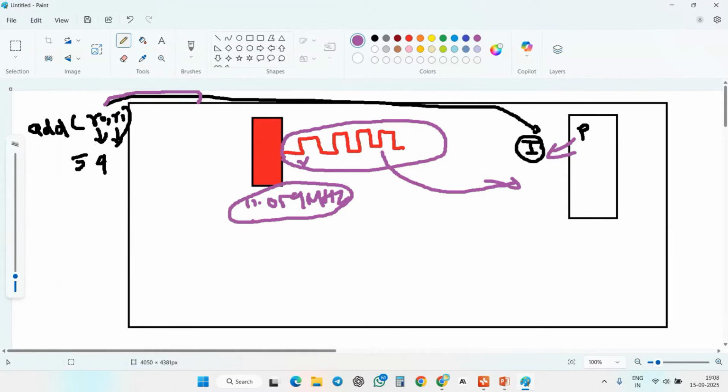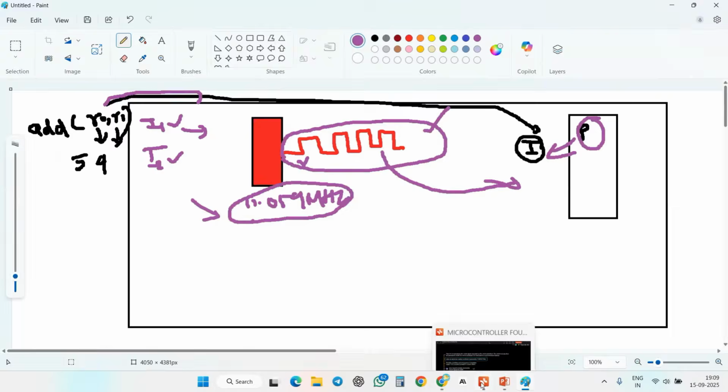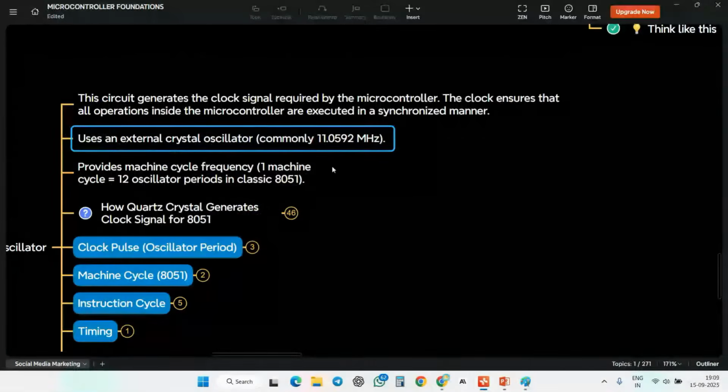So what is the purpose of the clock pulse, guys? However many instructions you give, every instruction requires clock pulses. How many clock pulses it requires, we will discuss in this live. Keep in mind that for one instruction to be processed, you definitely require the clock pulse. So the processor requires the clock pulse, and the crystal oscillator produces frequencies of up to 11.059 megahertz.